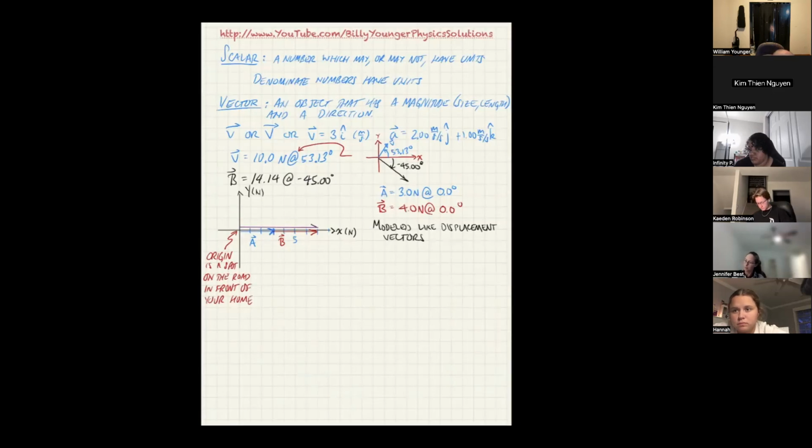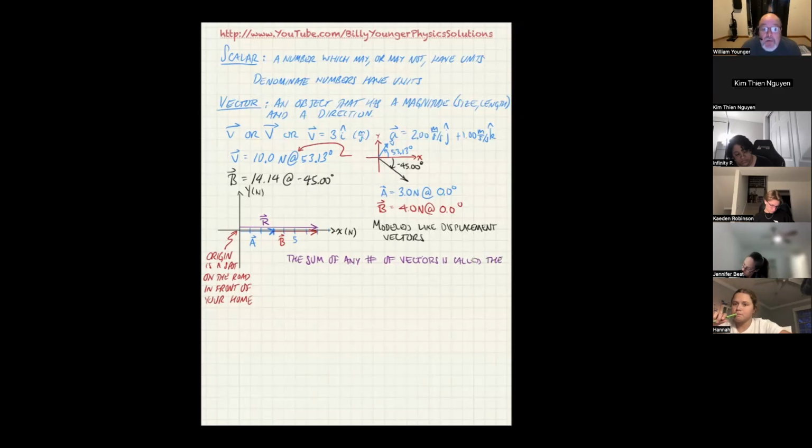Now what I'm going to do is put my little vector head on this, and this is called R for resultant. So the sum of any number of vectors is called the resultant vector.